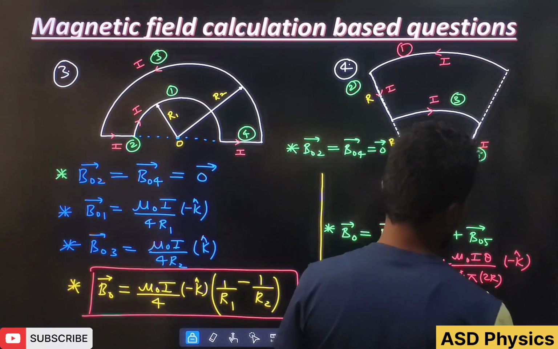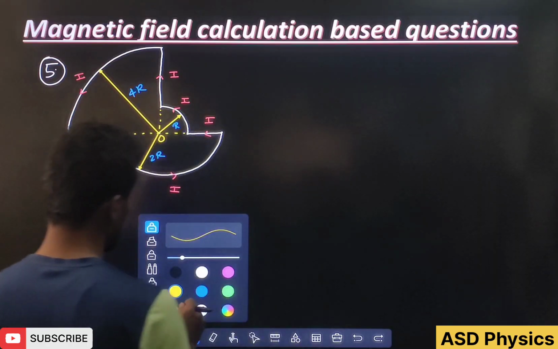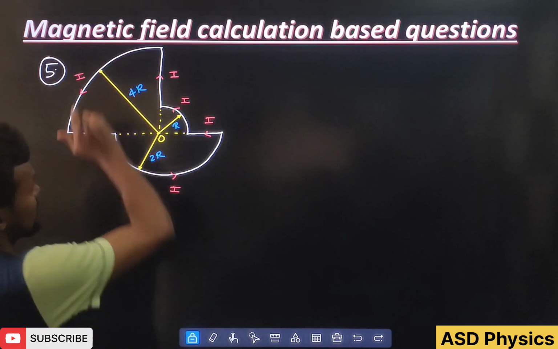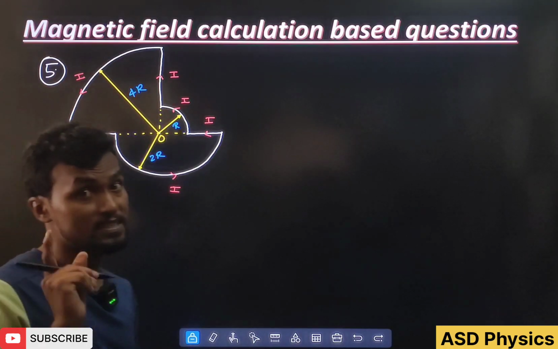Now students, the last case is this one, a little bit complex case, but anyhow, we can solve it very easily. So see here, it is looking like this. We have to first think the sections.